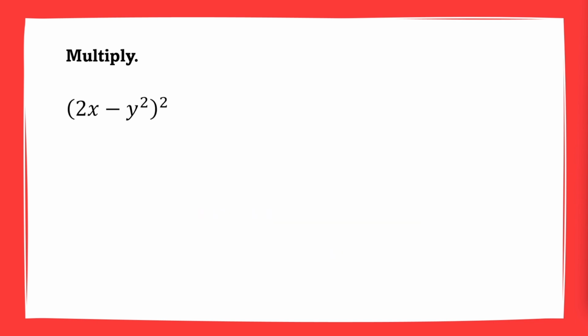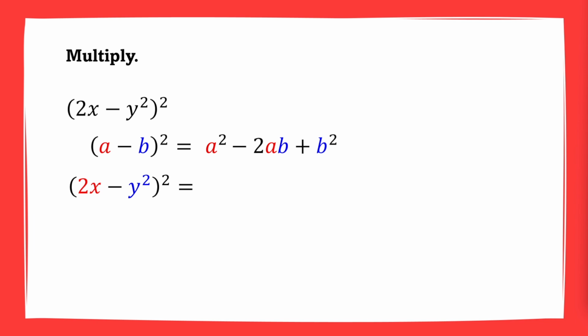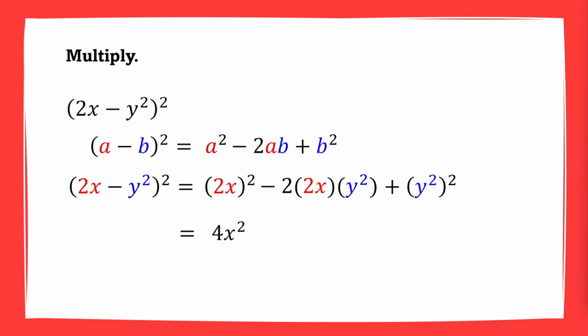Let's use the perfect square trinomial again to find the square of this binomial, which contains a difference. Remember, squaring the difference of a and b results in a squared minus 2ab plus b squared. In this problem, a is 2x and b is y squared. Square 2x and multiply negative 2, 2x, and y squared, and add y squared squared. Simplifying using the rules of exponents, we get 4x squared minus 4xy squared plus y to the fourth.